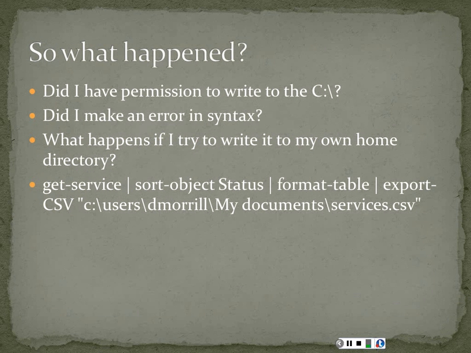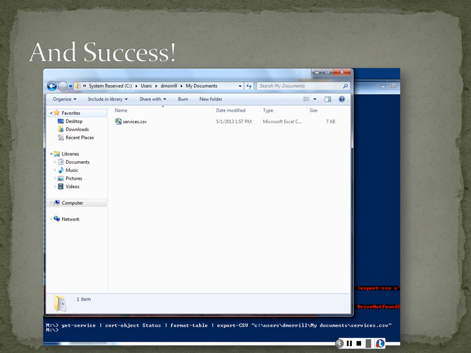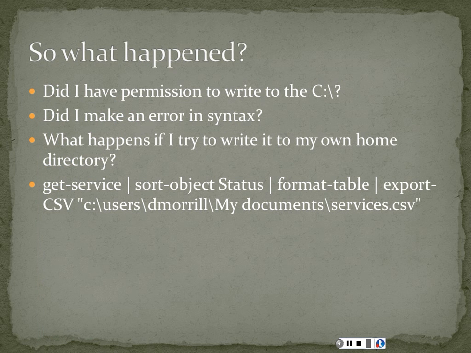Your home directory is going to be different than mine. But what happens if we do get service sort object set format? So if you just hit the up arrow key and then change this over to C, whatever your home directory is on your box. C slash your home. Your home, not my home.